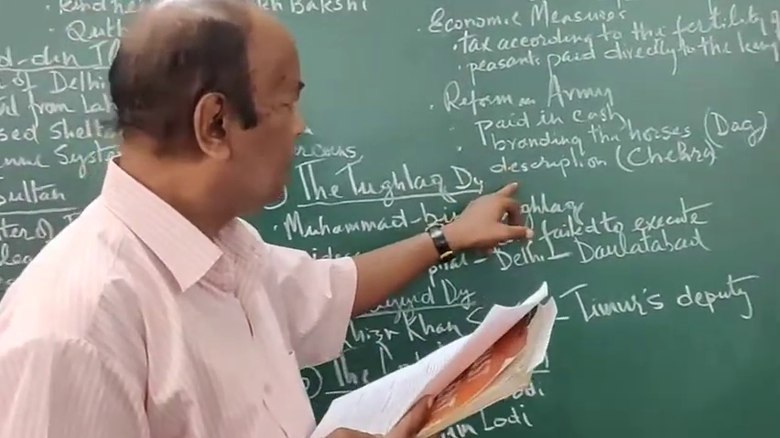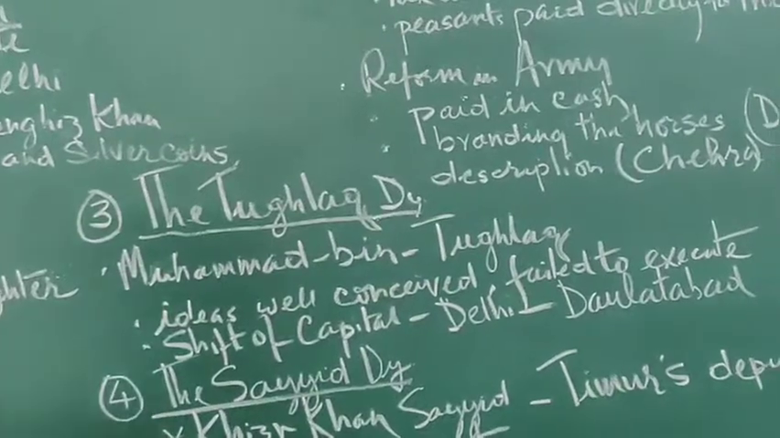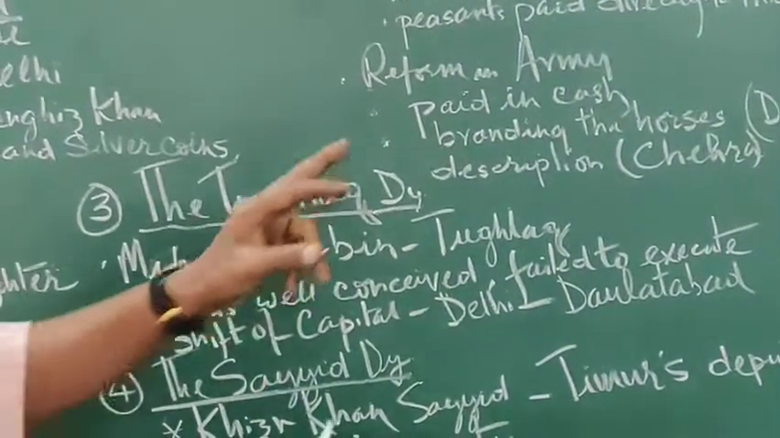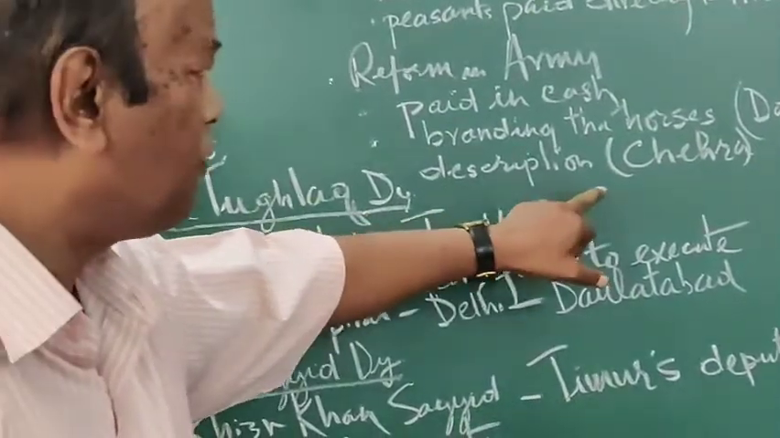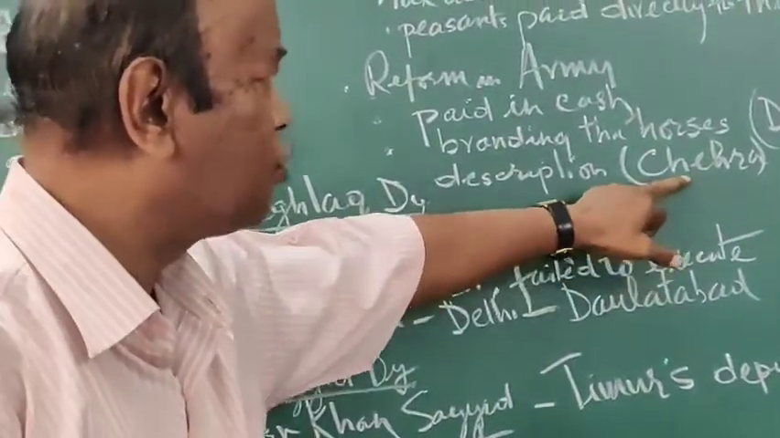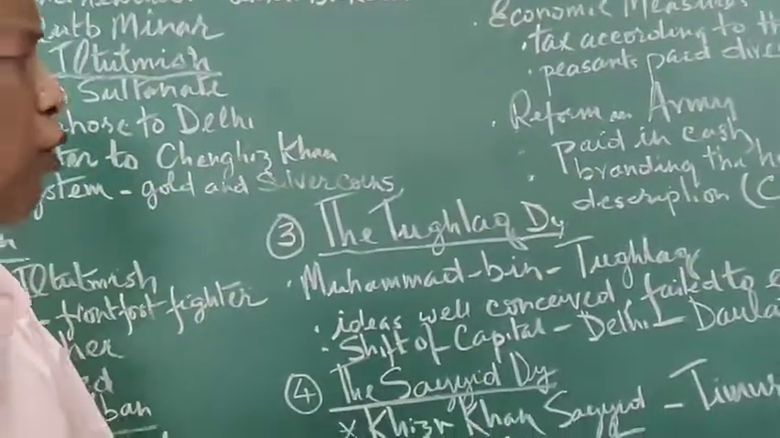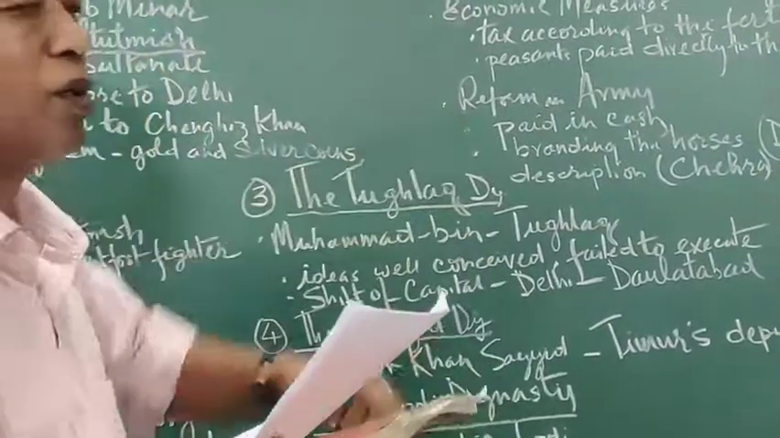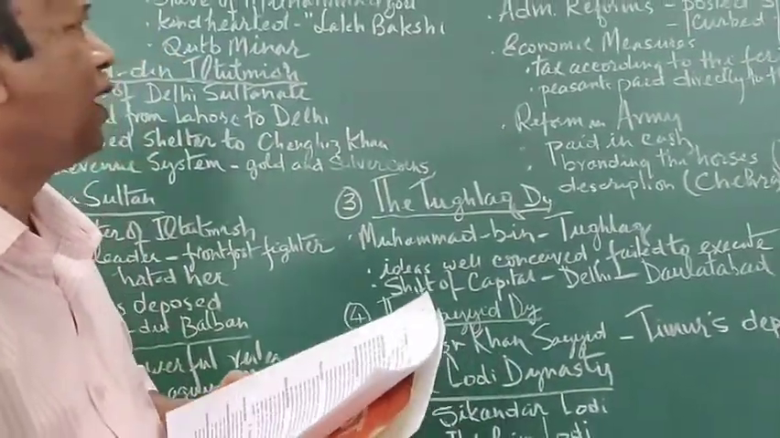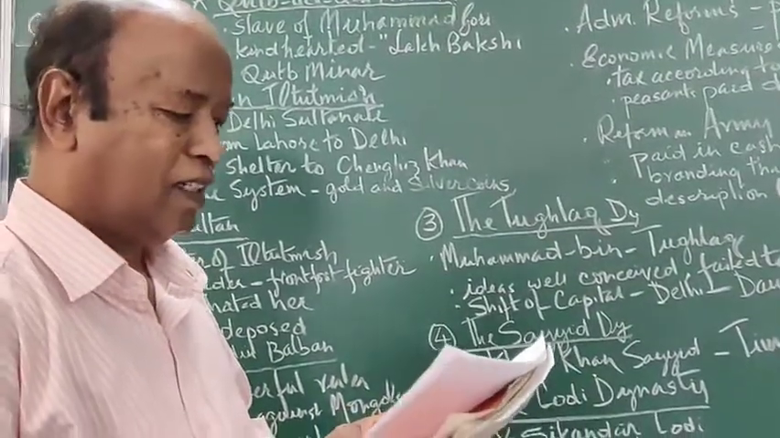Next, he had a description of soldiers. These days we have ID. That time he had that kind of ID system for them, the description of soldiers, which is called Chehra. So he knew his men, he knew his soldiers. This kind of reforms he brought. That's why he is known as a very good, powerful leader, ruler of that dynasty.